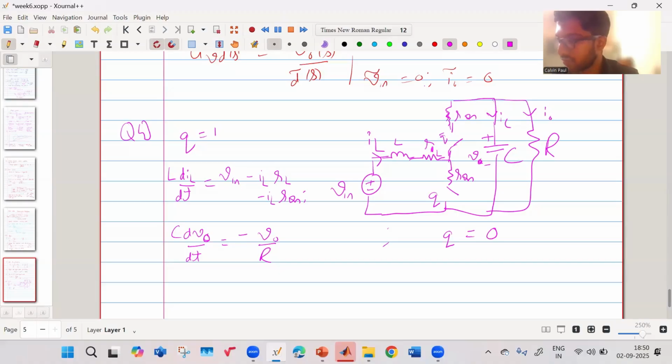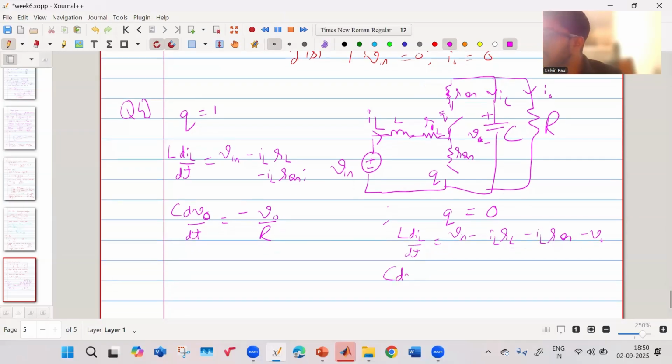Vin minus IL into RL. This is equal to Vin minus IL into RL, then minus IL into R1, minus V0. Okay, good. Then what is your C dVc/dt?